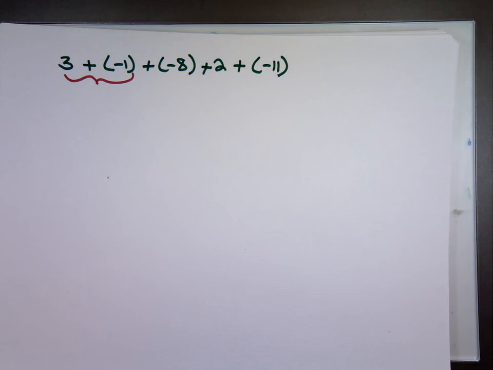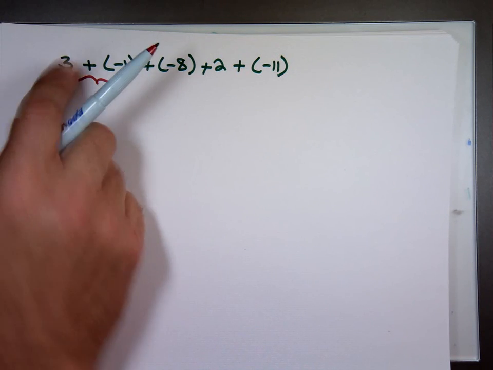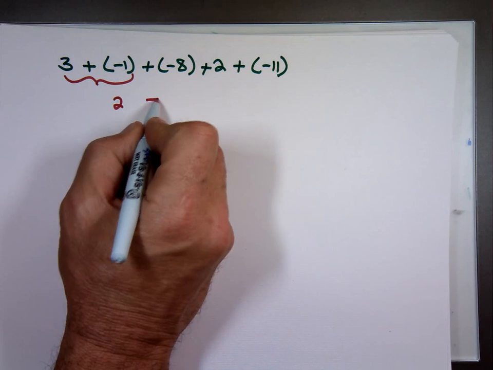These are opposite signs. So what happens when you add opposite signs? Subtract the smaller from the larger. 1 from 3. 2, and what's the sign of the larger? Positive. Let me write the rest of the problem.